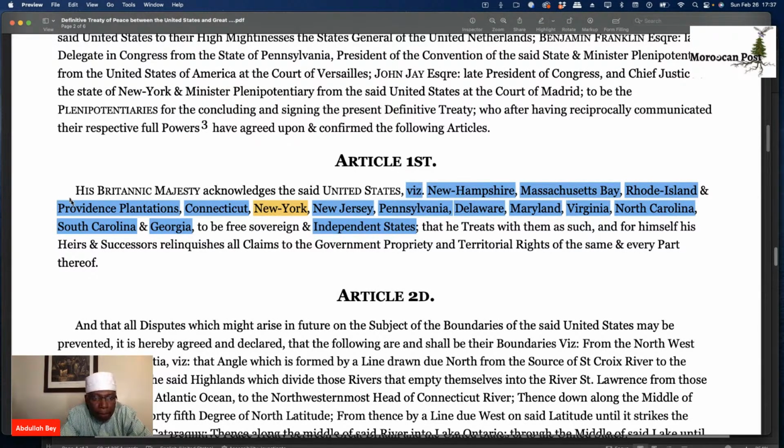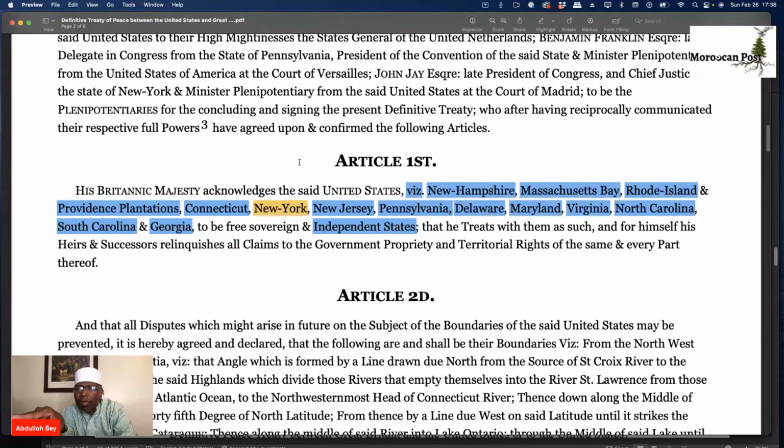Okay. His Britannic Majesty acknowledges the said United States that he treats with them as such, and for himself, his heirs, successors, relinquishes all claims to the government, propriety and territorial rights of the same in every part thereof. All right, then he treats with them. So without the viz in the 13 states, you have them in states.